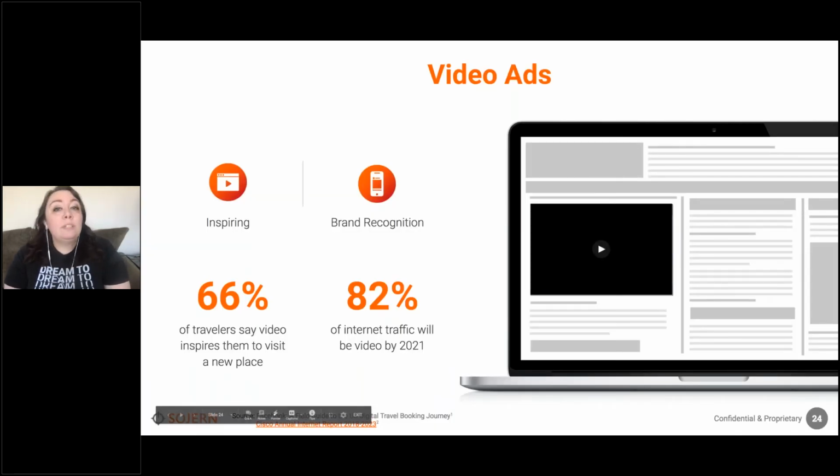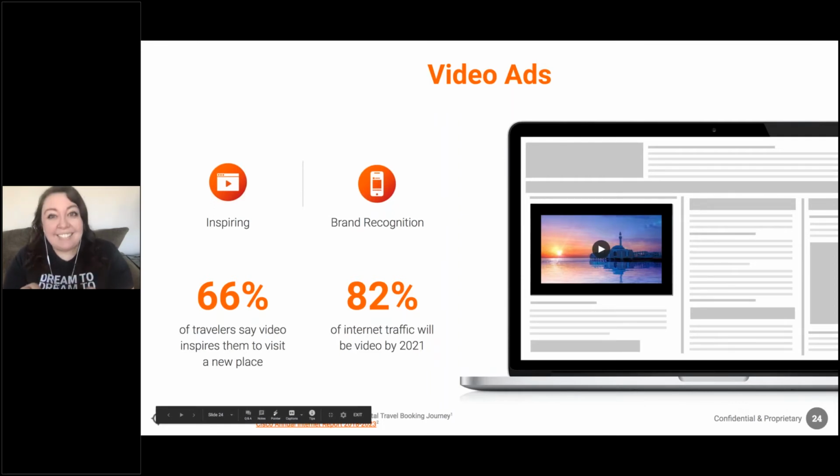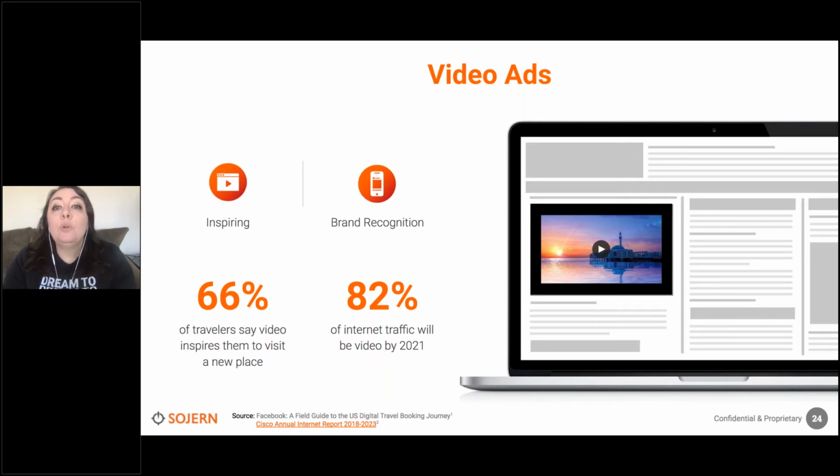And then last but definitely not least, video ads. Making video part of your strategy allows you to engage with audiences that ignore text and banner ads. Video is becoming an increasingly important channel, with 66% of travelers saying that online videos inspire them to visit a new place, and 82% of internet traffic becoming video over the next few years. And video is an excellent way to put your brand in front of travelers and inspire them when they're just starting to search for their trip.